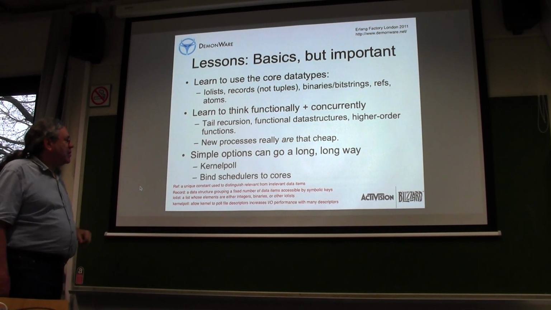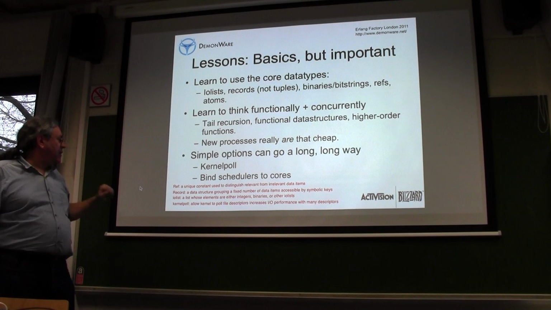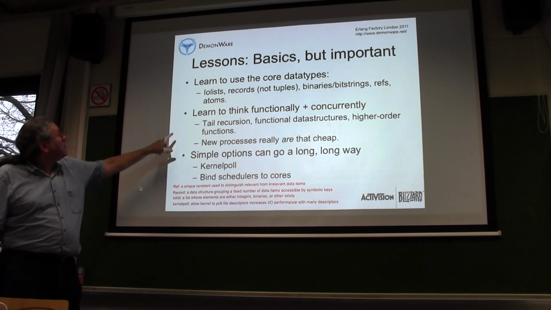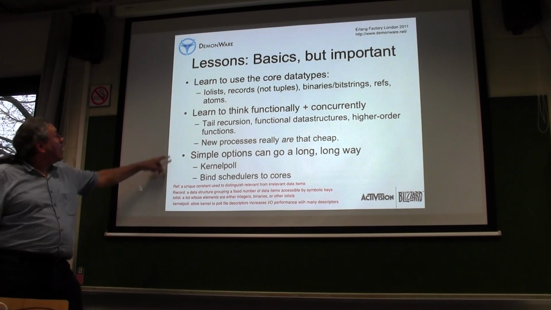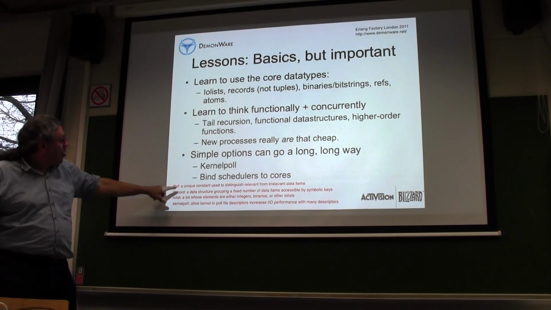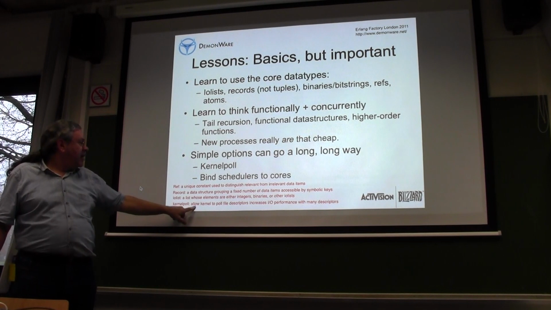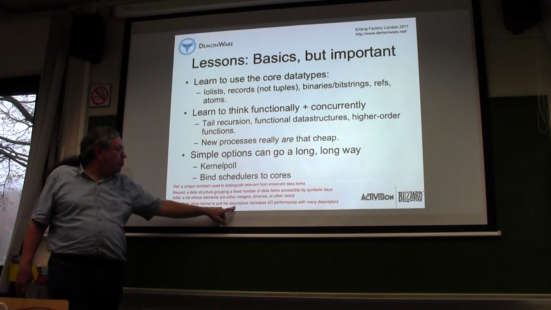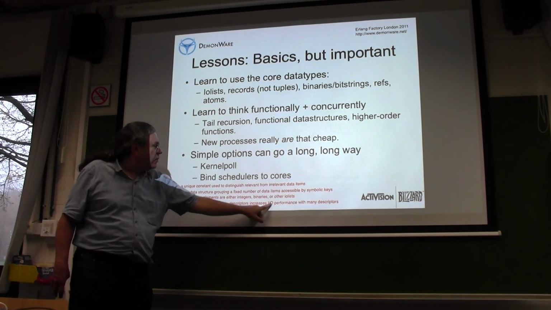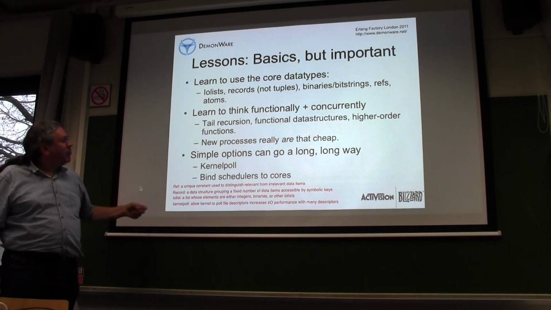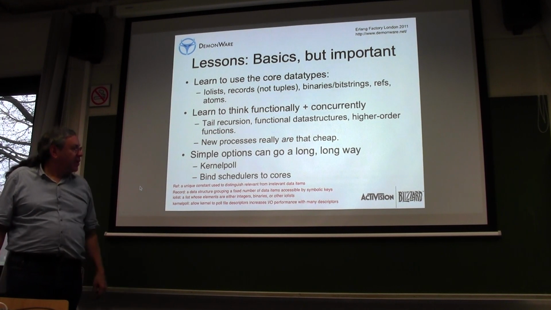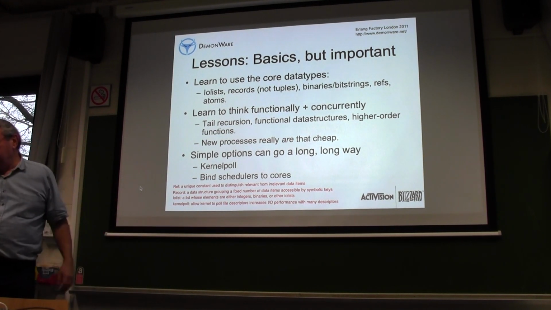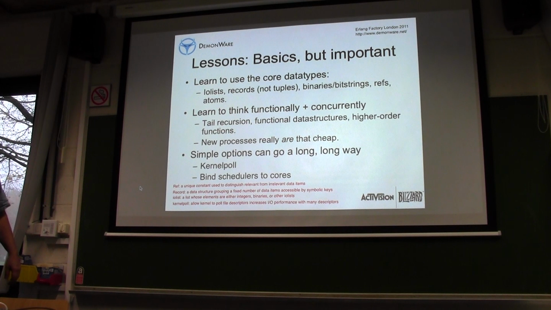Okay? Then you have a couple of Erlang features here. An IO list is a list whose elements are integers, binaries, or other IO lists. Kernel poll is the kernel polling the file descriptors, so this increases I/O performance with many descriptors. So it's an operating system technique. Okay. So don't forget to read the red stuff underneath.